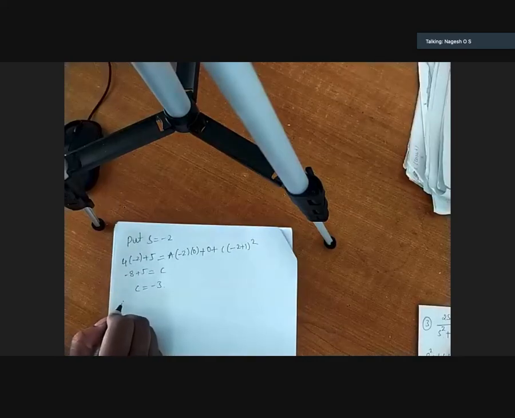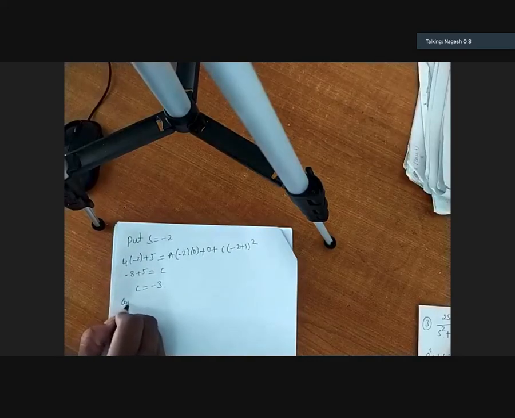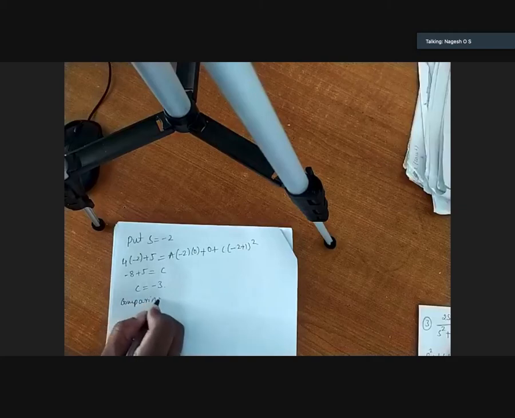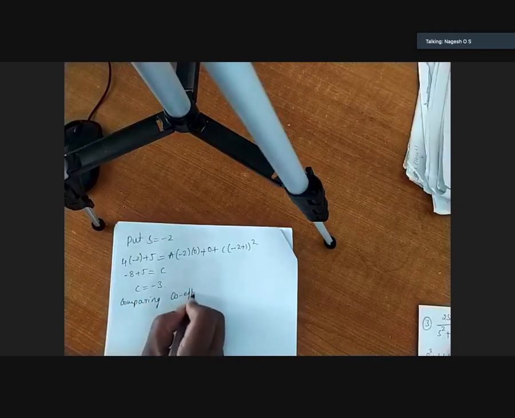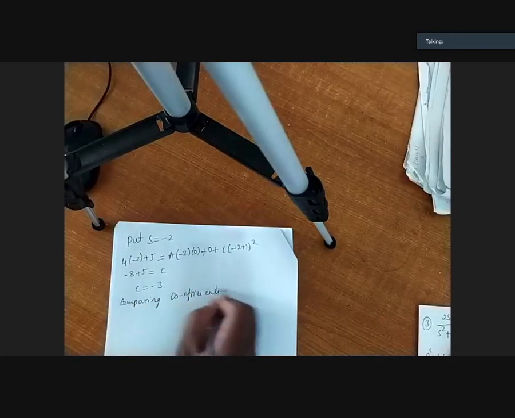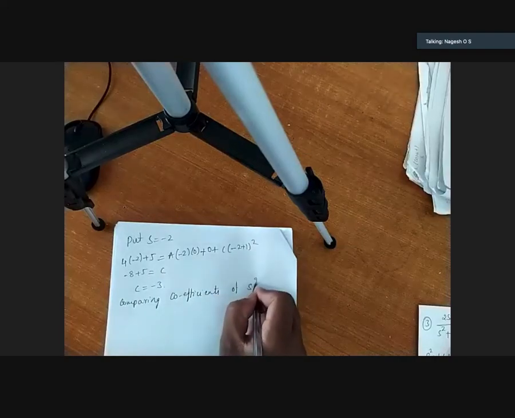Then compare the coefficients. Comparing coefficients of S square.